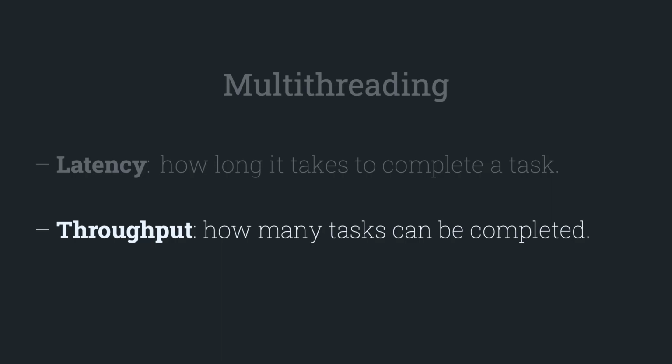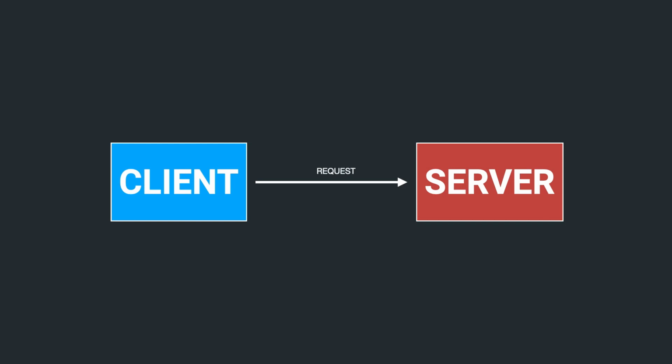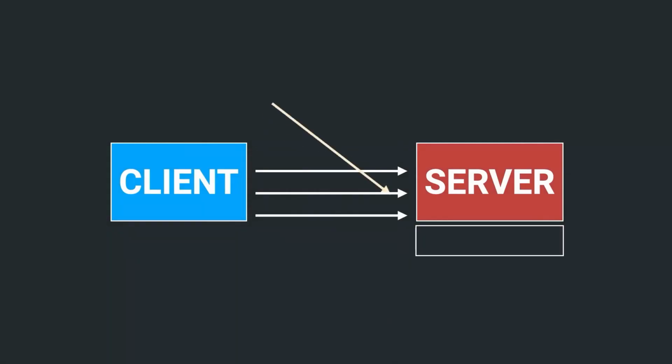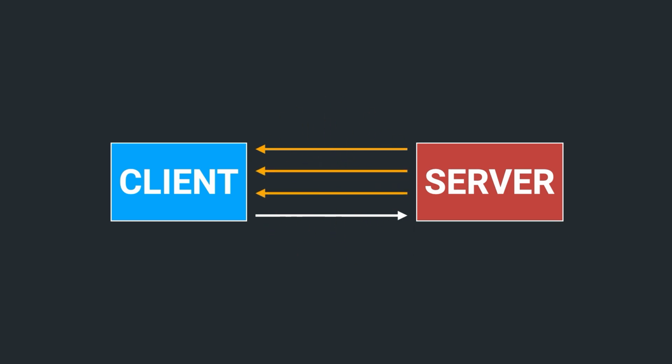Remember that throughput measures the number of tasks that can be performed per unit time. Here we have a web server that can perfectly handle one request at a time. When it receives a burst of traffic, it starts slowing down. The web server is single-threaded, so it can only respond to one request at a time.